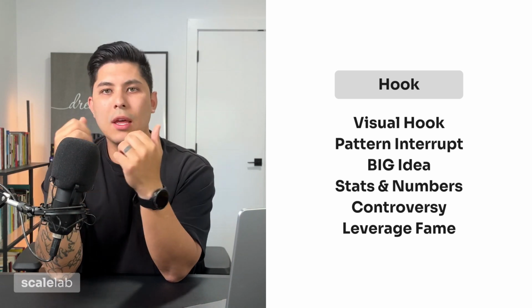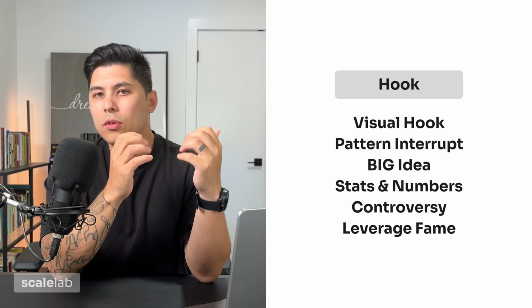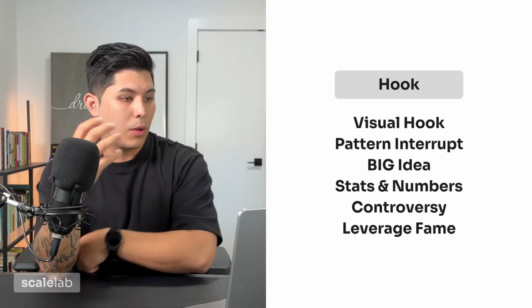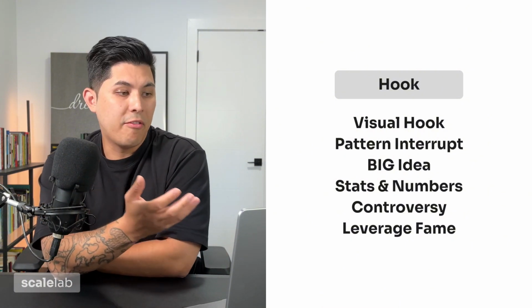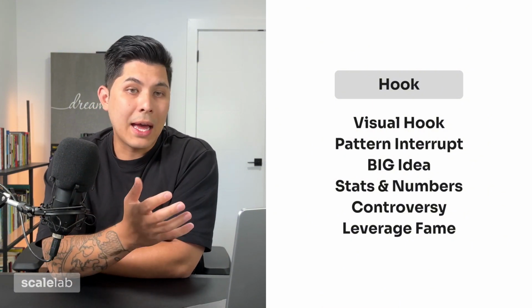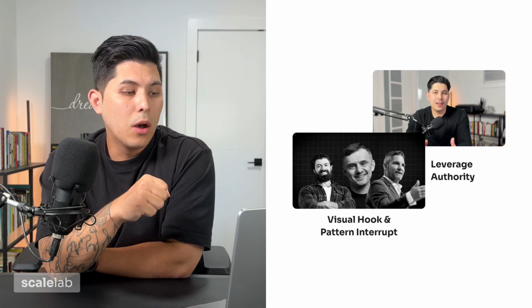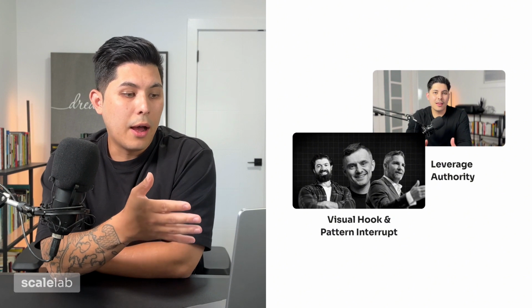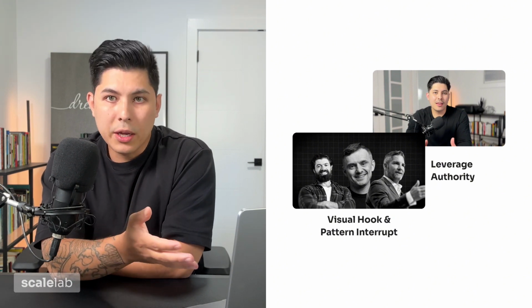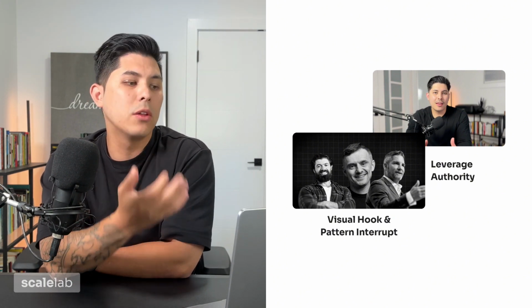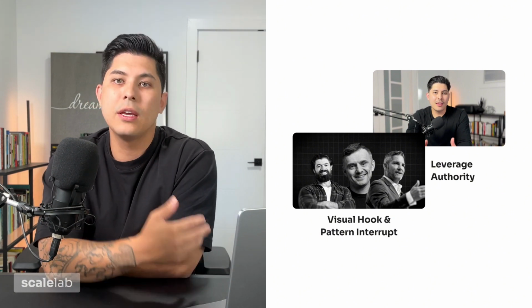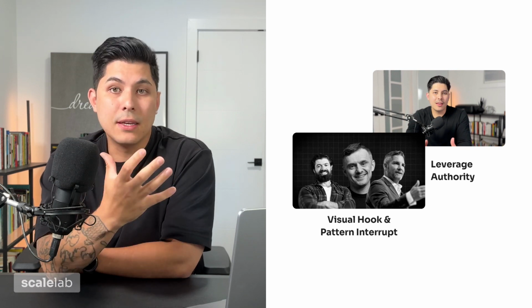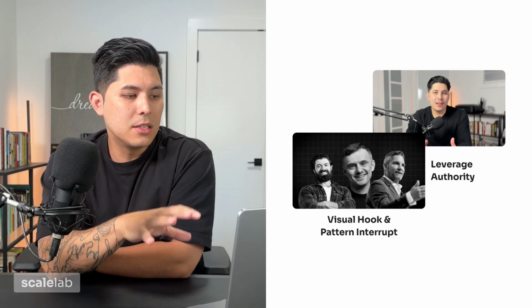And so you can do things like have a big idea. You can use stats and numbers. You can say something controversial. You can leverage the authority of famous people. You can do all of that. And in this video specifically, what I've done is I've leveraged the authority of people who are authority figures, maybe not necessarily in my market, but in who I'm targeting. They're well known. So obviously you see Alex Hormozi, Gary Vee, Grant Cardone. So I leveraged their faces to catch the attention in this video.